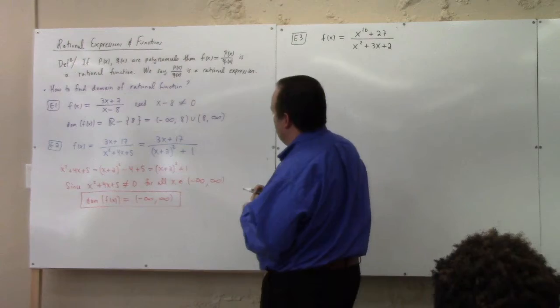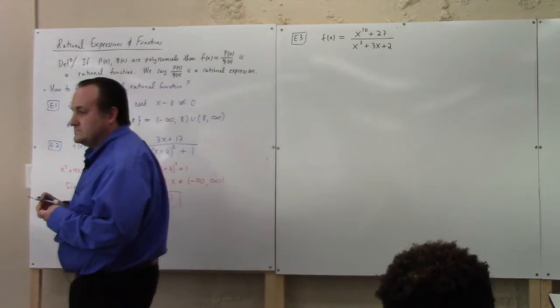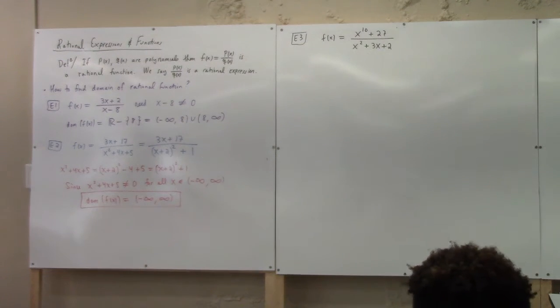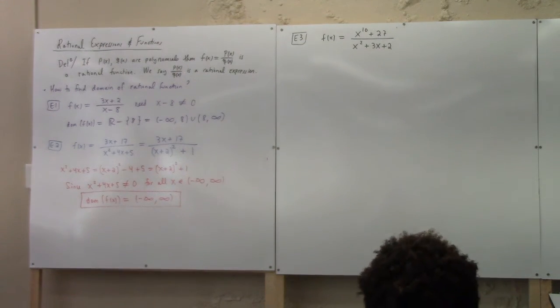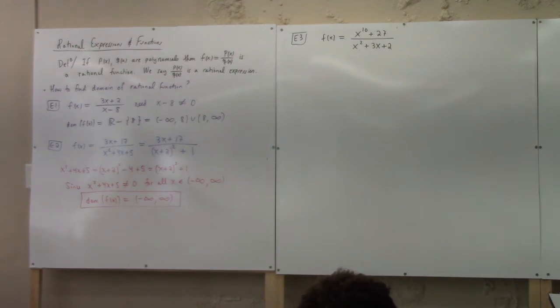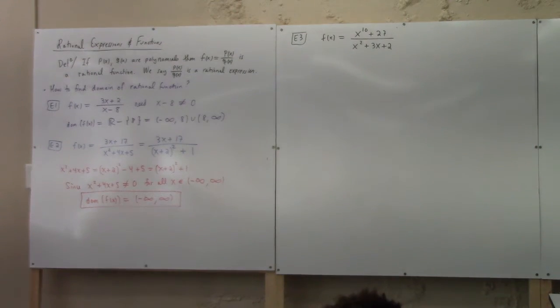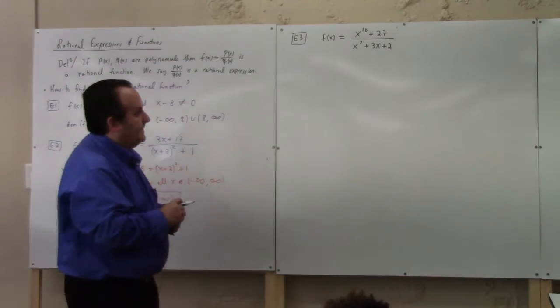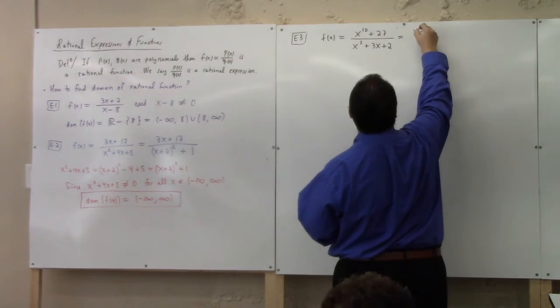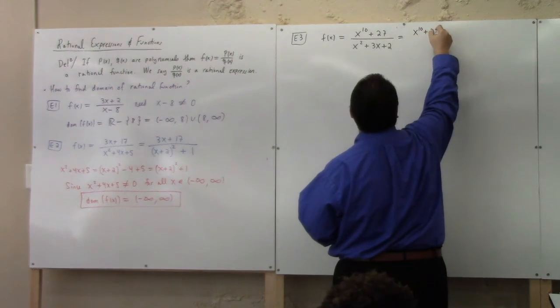What's the domain of this rational function? Now, I wouldn't recommend completing the square in the denominator this time. There's something easier we could do, right? Can you factor the denominator here? Yes? How would you factor it? Right. And this x to the 10th plus 27 just stays up there.